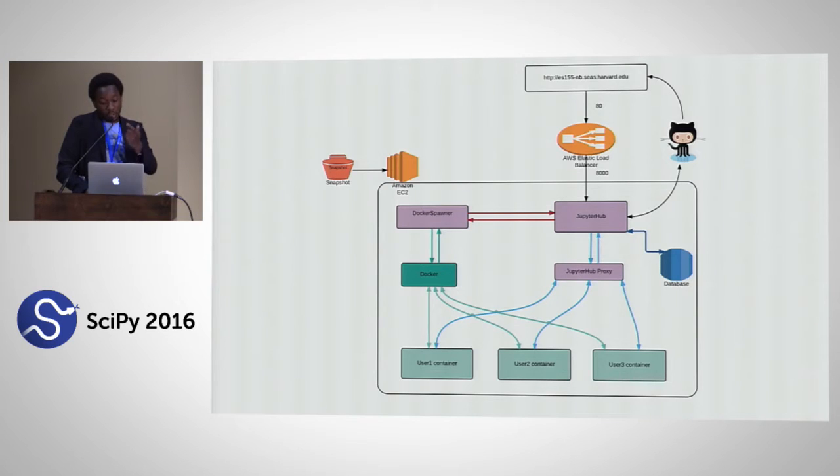Now, after this redirect, the student logs into their GitHub account, JupyterHub connects to a Docker spawner and asks it whether the student actually has a Docker container in there or not. If it does not, it creates one, stores it in a database. If it does, it serves a notebook to the student.